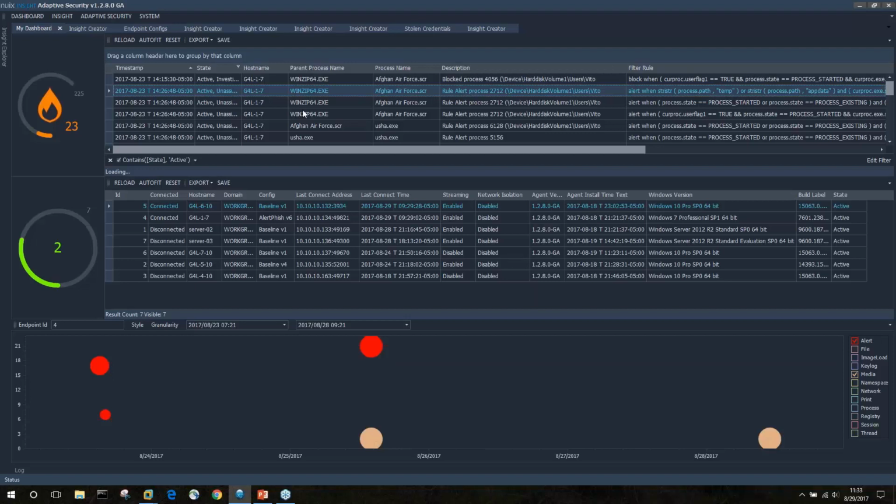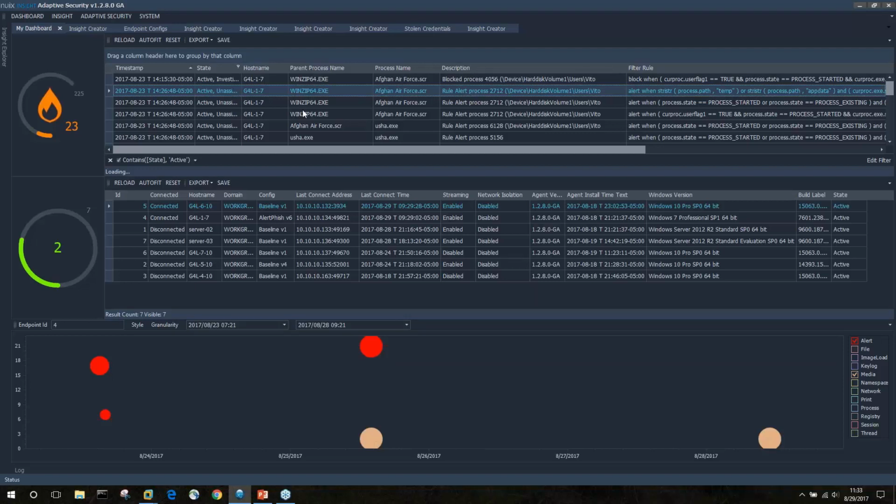So this is the Nuix Insight Adaptive Security. I mentioned this is the second newest product at Nuix. The way Adaptive Security works is we have agents installed on enterprise endpoints. Those agents are operating as kernel mode drivers, reporting back on things that are occurring on endpoints to our server. And this console is interacting with the database that the server sits on top of.